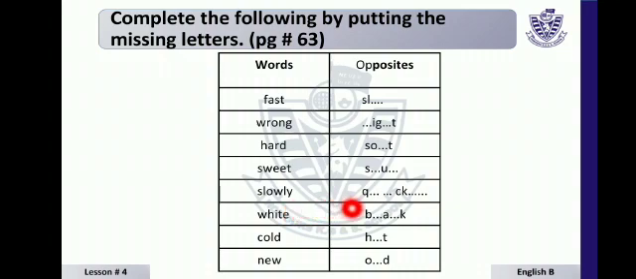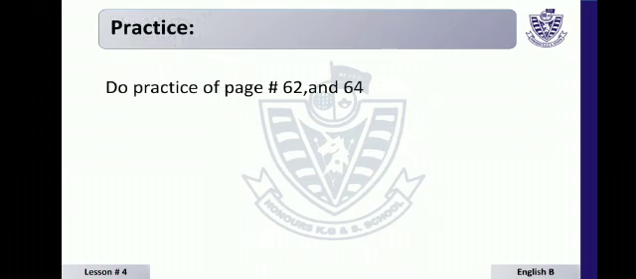Next one is white. The opposite of white is black. Black. Next one is cold. The opposite of cold is hot. Hot. Last one is new, and the opposite of new is old. Old. Now do practice of page number 62 and 64.